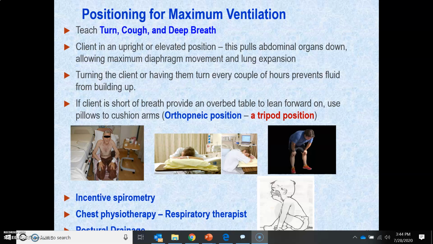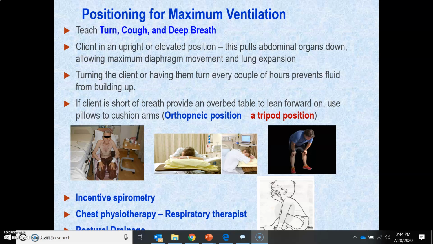If the person is very short of breath and they're weak or whatnot, have them lean forward on a bedside table, use pillows as a cushion. That's what you're seeing there in the middle two photos. And you see this young man on the left-hand side who's leaned forward a little bit. And then you see a younger man on the far right-hand side who's leaned forward a little bit. Those are called adult tripod positions, okay?